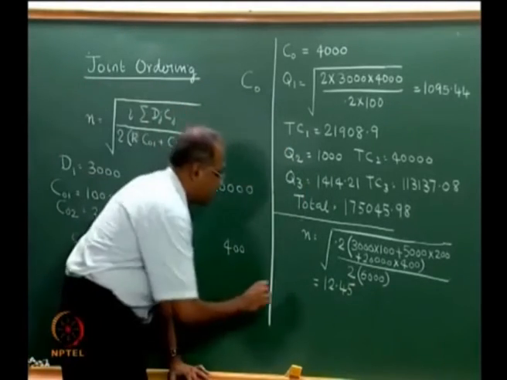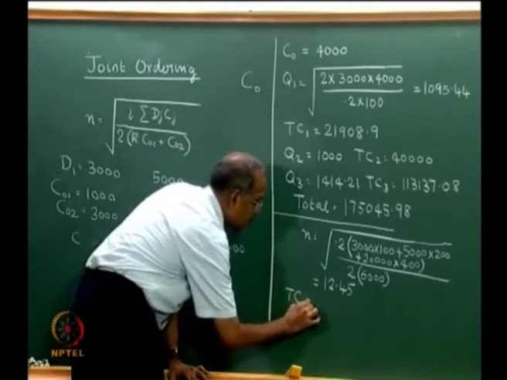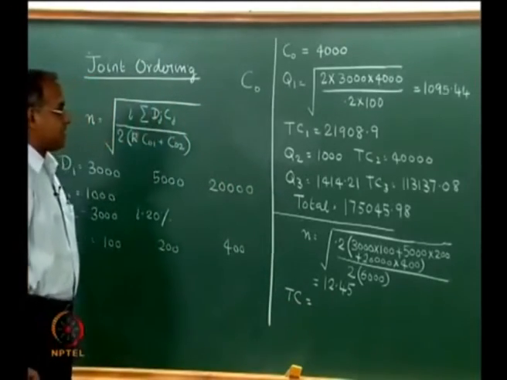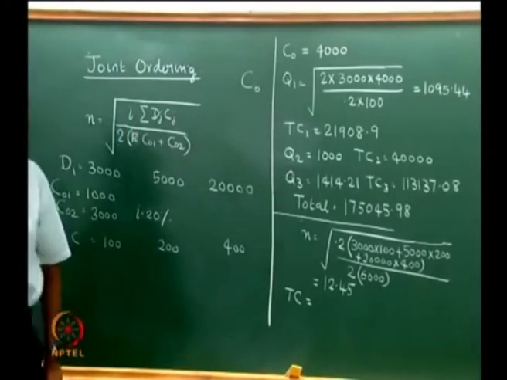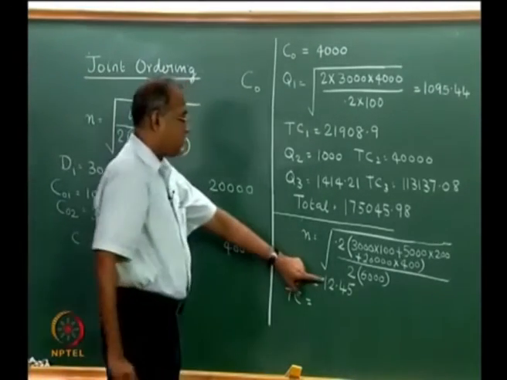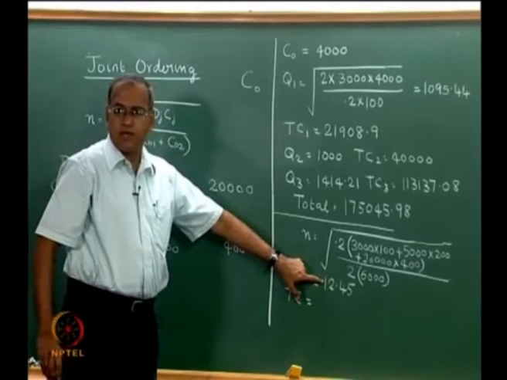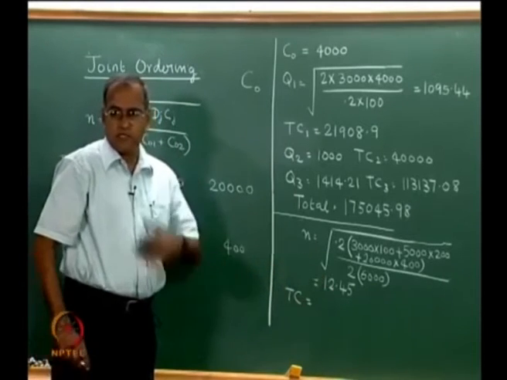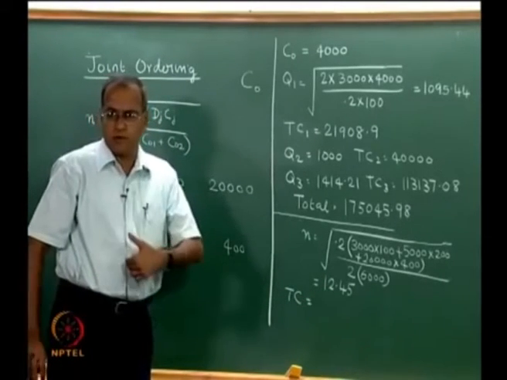And for TC, for each of these items, if we calculate the total cost for n equal to 12.45, we can actually calculate the individual order costs and carrying costs and then do it.